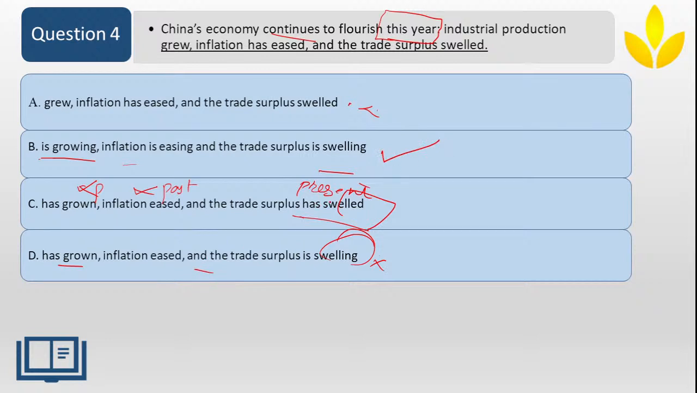China's economy continues to flourish this year. That is, the colon means that is, equal to industrial production is growing, comma, inflation is easing, and the trade surplus is swelling. So everything is in continuous form. So answer B is the correct answer.